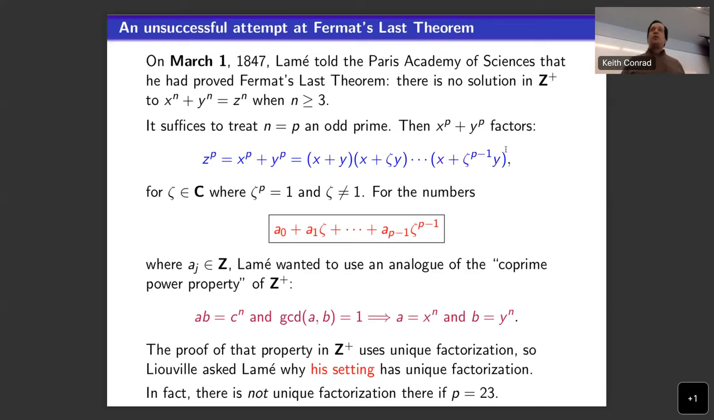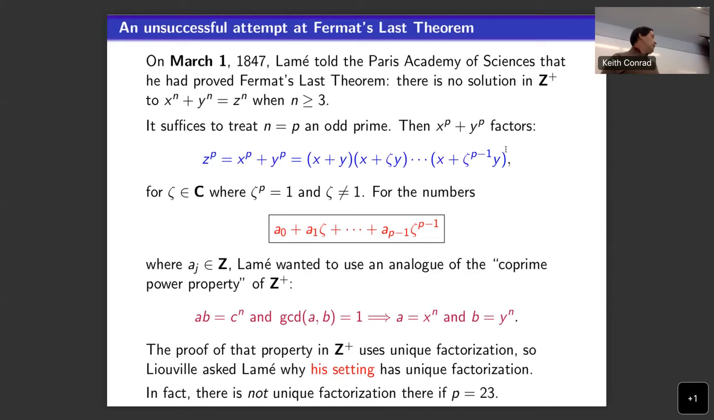And what Lamé wanted to use was an analog of a property in the positive integers that I'll call the coprime power property, which says that if you have relatively prime positive integers and their product is a pure power, an nth power of another positive integer, then the two factors are themselves nth powers. So he had the idea: we have a product of p numbers equal to a pth power. If these are suitably relatively prime, they're each pth powers perhaps, and that's so many conditions on two numbers x and y that Lamé thought he was able to then derive a contradiction.